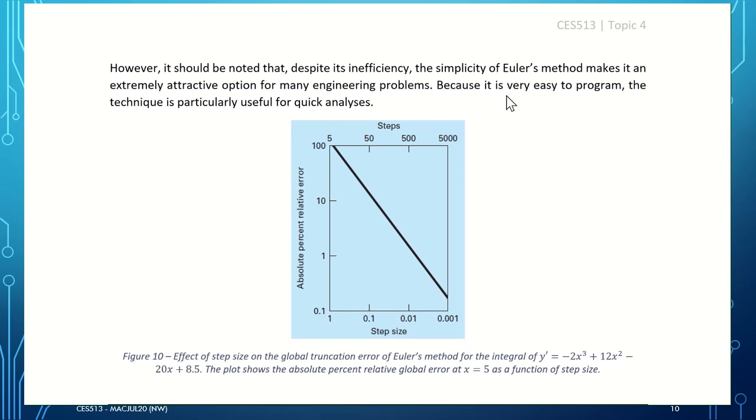However, it should be noted that despite its inefficiency, the simplicity of Euler's method makes it an extremely attractive option for many engineering problems. People like this method because it is very easy to program, and the technique is particularly useful for quick analysis.